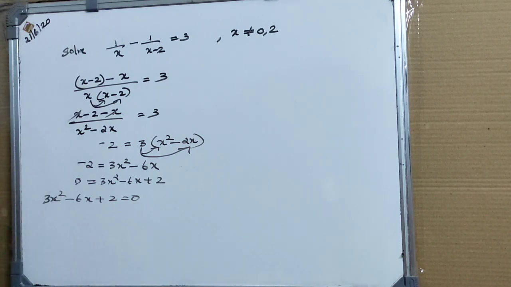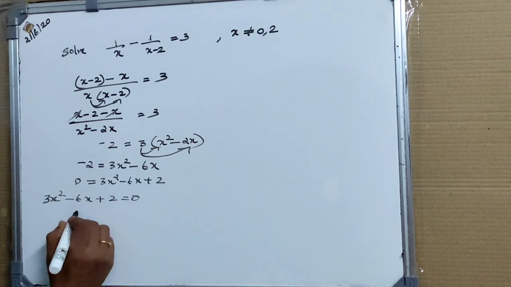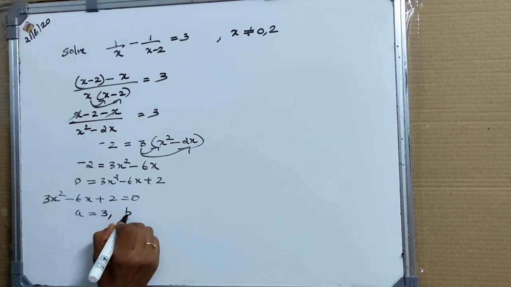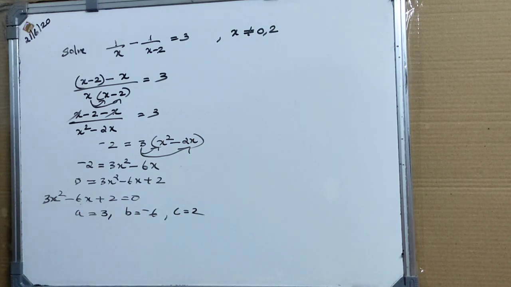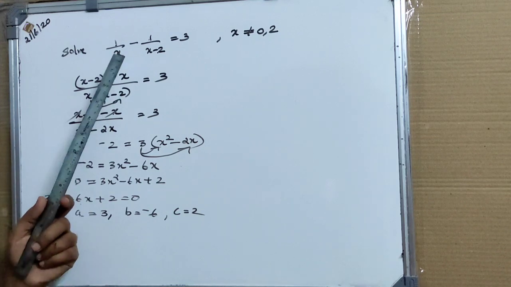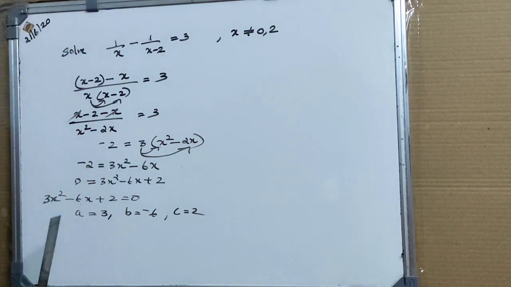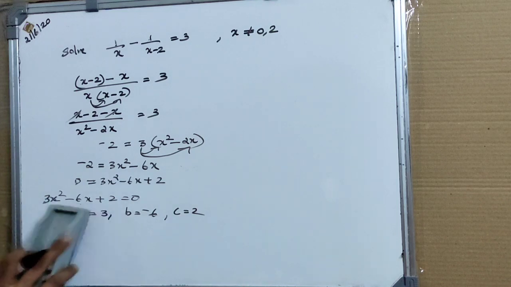Now you can use the quadratic formula here. So a equal to 3, b equal to minus 6 and c equal to 2. To apply the quadratic formula, we need to arrange the given equation in the form of ax square plus bx plus c equal to 0. That is very much important. Otherwise you cannot apply the formula directly. It should be in the form of a quadratic equation. Okay, now let us solve the equation.